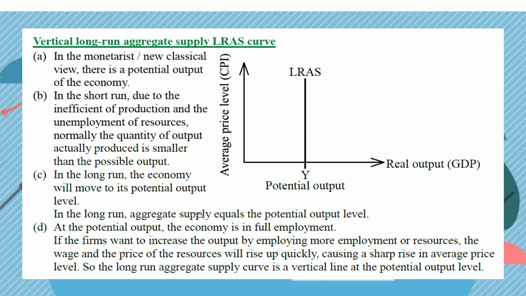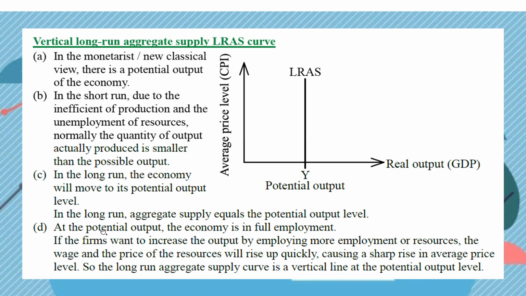So in the long run, aggregate supply equals the potential output level, the sustainable level, remember. At the potential output, the economy is at full employment. Remember, full employment does not mean all the people are working. They accept some time gap between jobs, so there will be a natural rate of unemployment. We'll talk about it later.